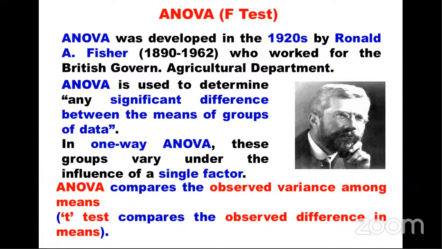The T test compares the observed difference in the means, while ANOVA, analysis of variance, compares the observed variance among the means. So what is the variance in the means? That is concerned with ANOVA. While in the T test, it is the difference in the means.